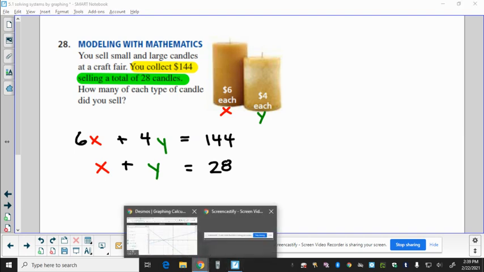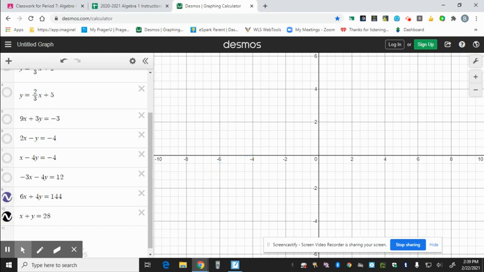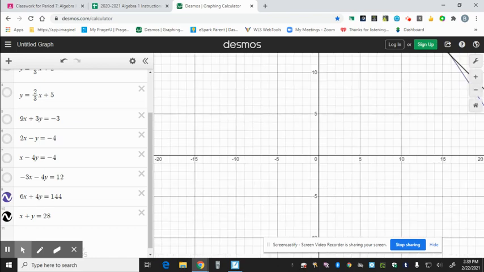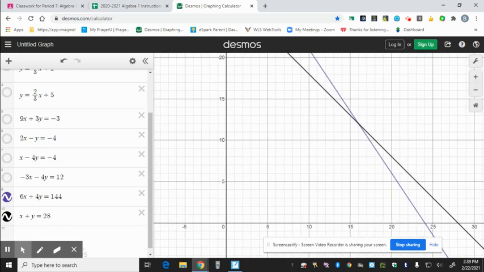Let's go ahead and graph these two. And you can see I've already got this programmed in. All right, so I went ahead and activated that, but I don't see anything. So maybe I need to zoom out to find out where these two, now I'm starting to see something. Here we go. I'm going to go ahead and find that solution, and it is (16, 12).